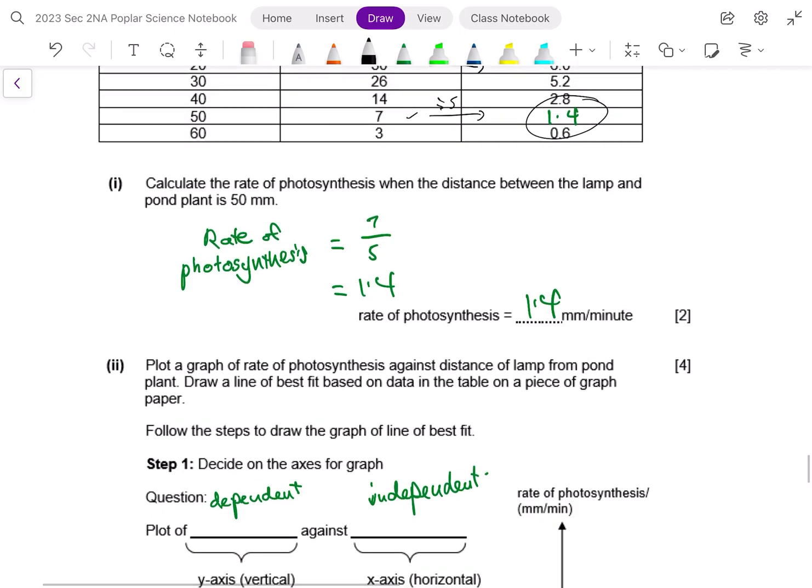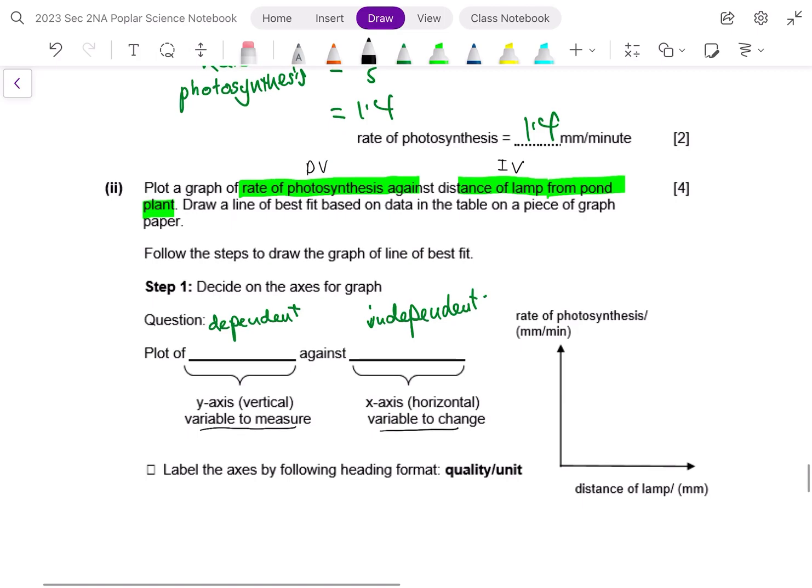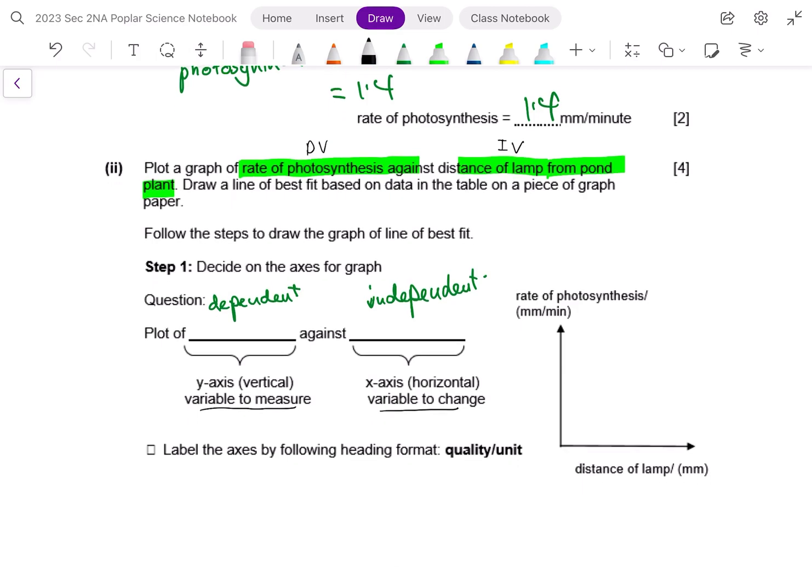Plot a graph of rate of photosynthesis against distance of lamp from pond plant. This one, the rate, is your dependent variable. Distance is your independent variable. You can follow this format: the y-axis is the variable to measure, the x-axis is the variable to change, so dependent versus independent. Make sure you label the axis with units, like what we have over here.